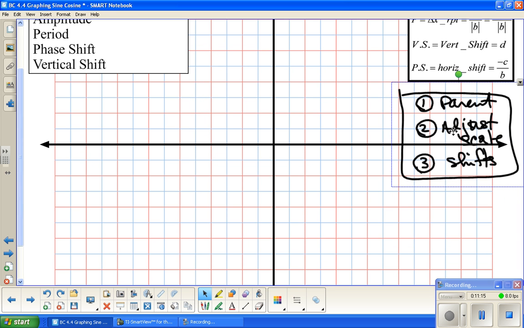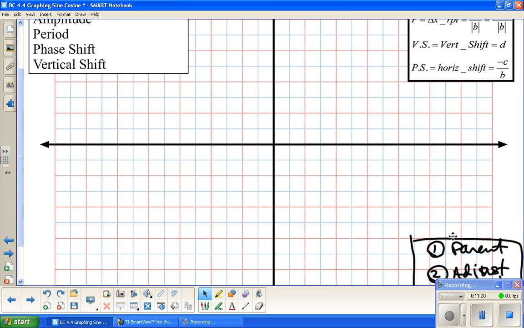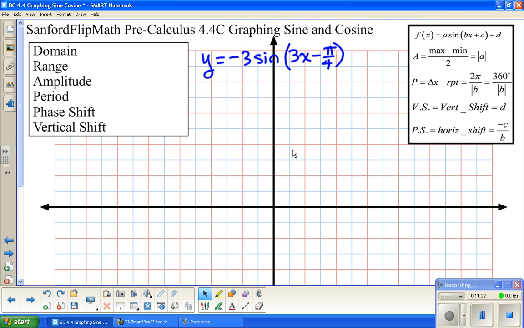Tell you what, write it down. There it is. Pause if you need to. All right. Sorry, you didn't need to see all that, but there it is.